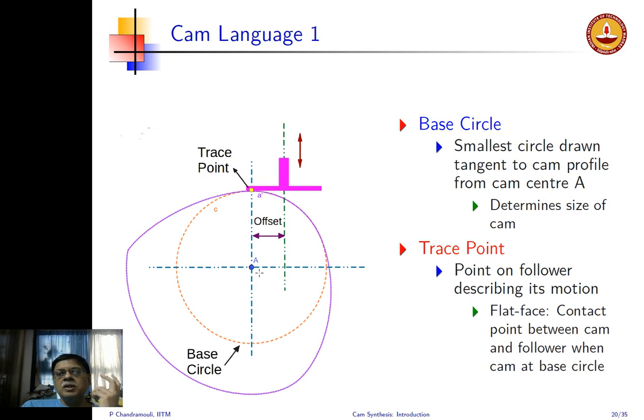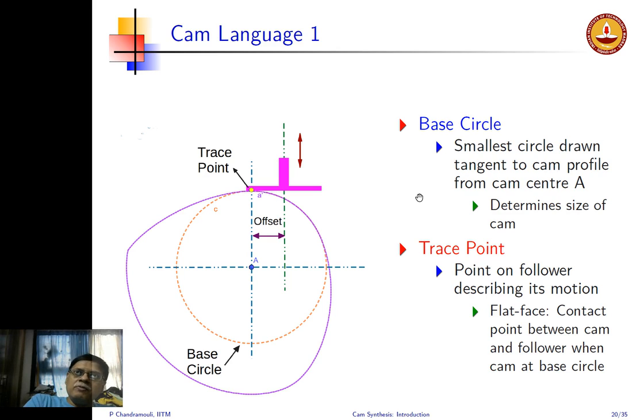Now this is an important parameter in the cam design, because the size of the base circle basically determines the size of the cam. You can see that if I have a larger base circle radius, the cam becomes bigger. So the fundamental sizing of the cam is dictated by the base circle radius. So base circle, once again let me reiterate, is the smallest circle drawn tangent to the cam profile from the cam center. This is as far as the cam is concerned.